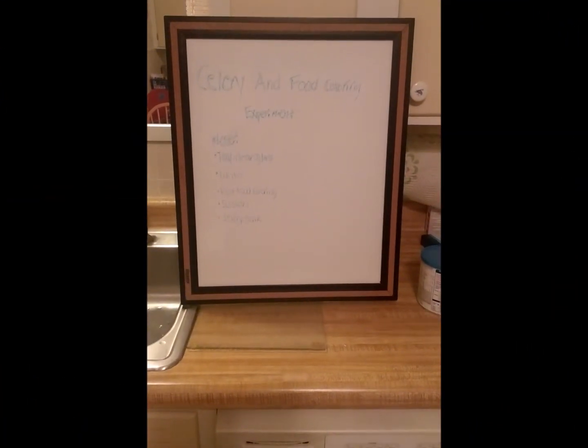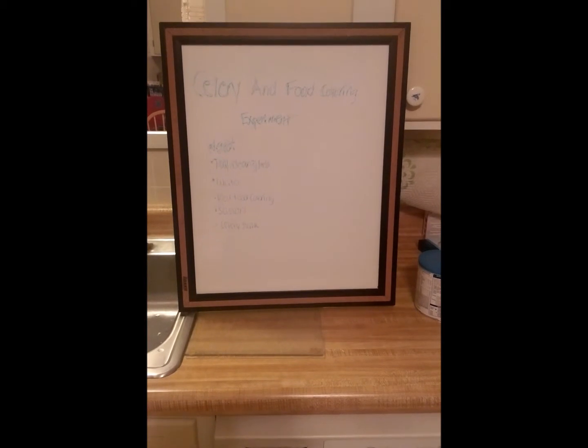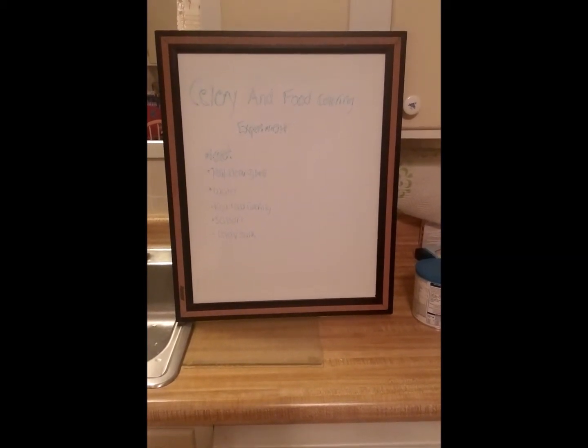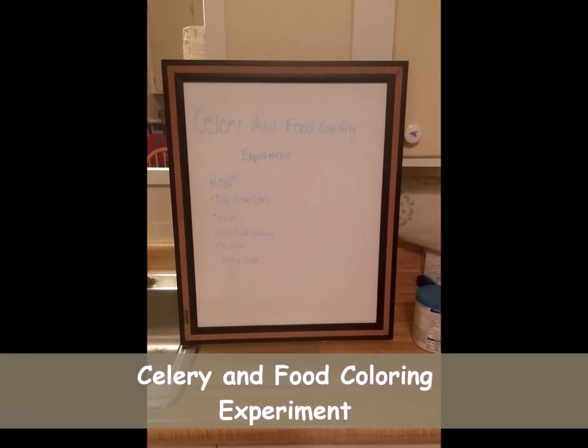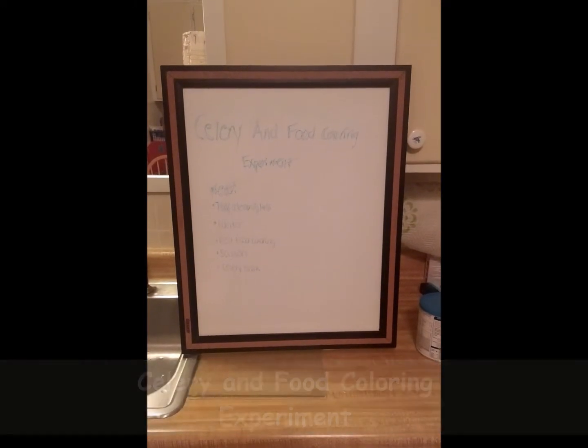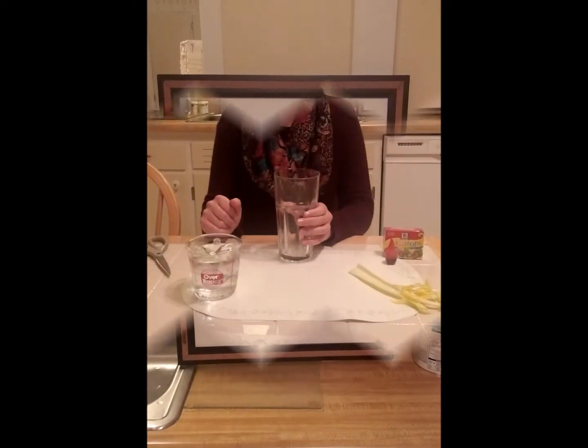Good evening, class. This is the experiment I have asked you to watch. In this experiment, we will be observing a physical change through celery and food coloring. For this experiment, you will need a tall, clear glass, water, any food coloring of your choice, scissors, and a celery stalk.